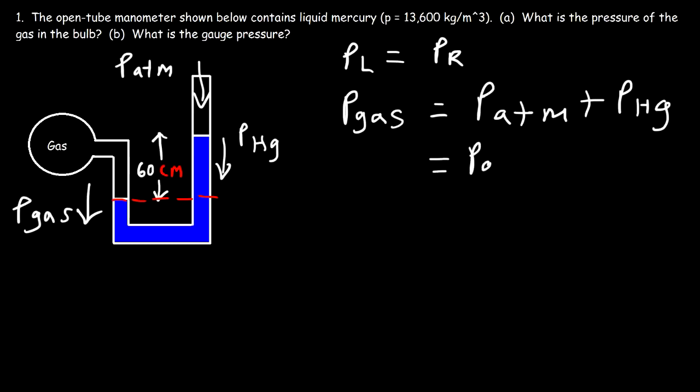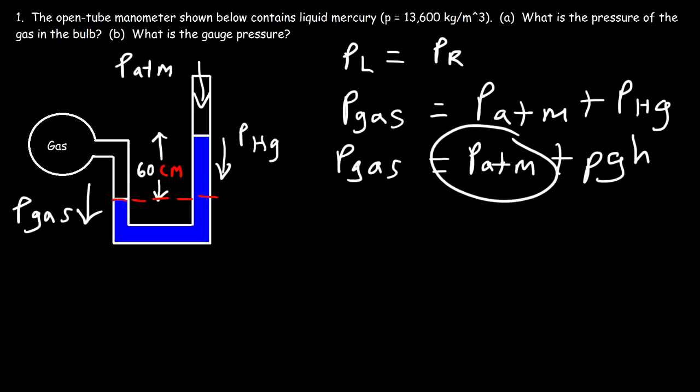Now the pressure due to the weight of a fluid is always equal to the density of the fluid times the gravitational acceleration times the height of the fluid. And that's going to help us to calculate the pressure of the gas in the bulb. Now the only thing that we're missing is the atmospheric pressure, which was not given to us in this problem. So if it's not given to you, always assume that the elevation is at sea level.